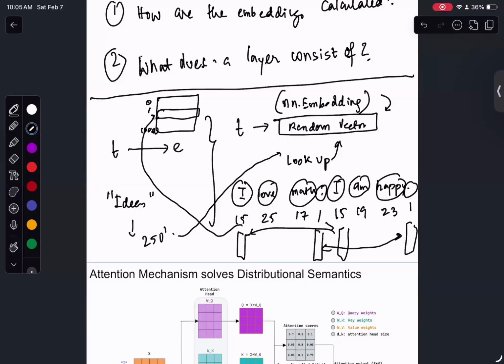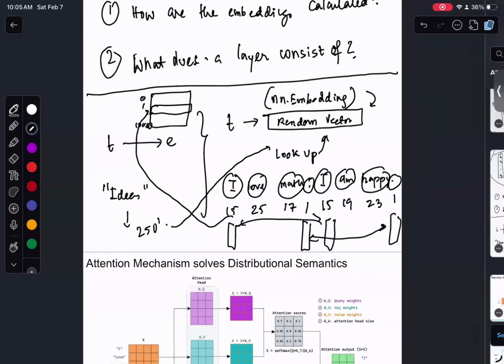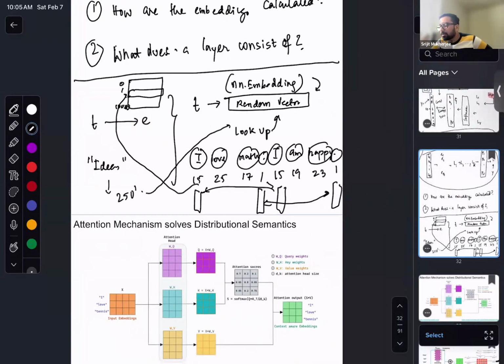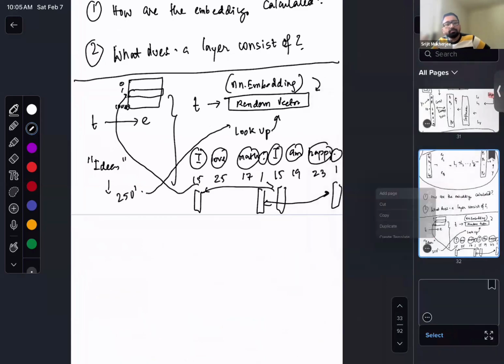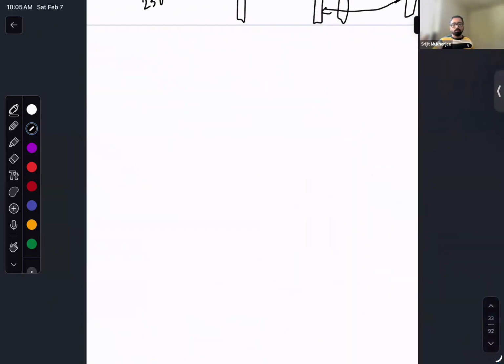Yes. So both the 15 and the I have the same vector initialized. Does it make sense, all of you? Saket? Yes, sir. Okay. Now this will not solve the problem, because we are not taking the positional embedding into account.